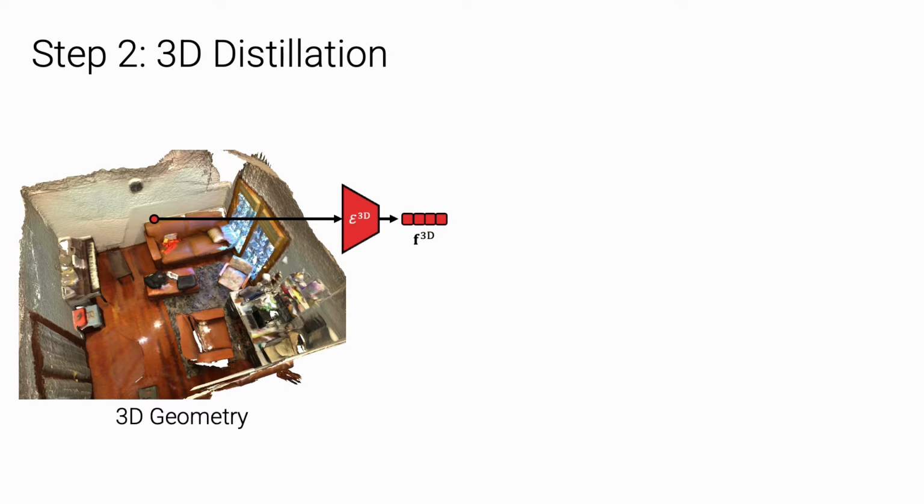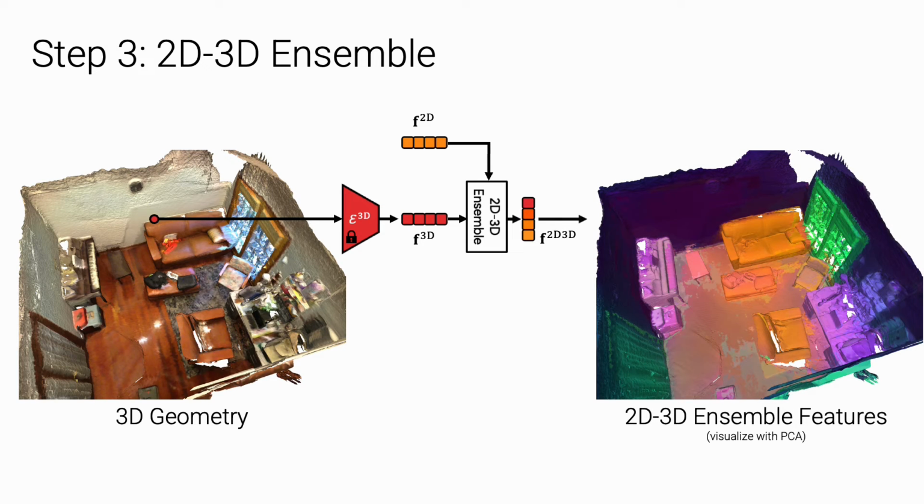To take full advantage of the 3D nature of the data, we also distill a 3D sparse U-Net with a cosine similarity loss to predict the 2D fused features from only 3D point positions. Then, we ensemble the 2D fused and the 3D distilled features into a single feature vector for every point, as shown on the right. Now, with this feature, we can conduct a series of novel 3D scene understanding tasks.